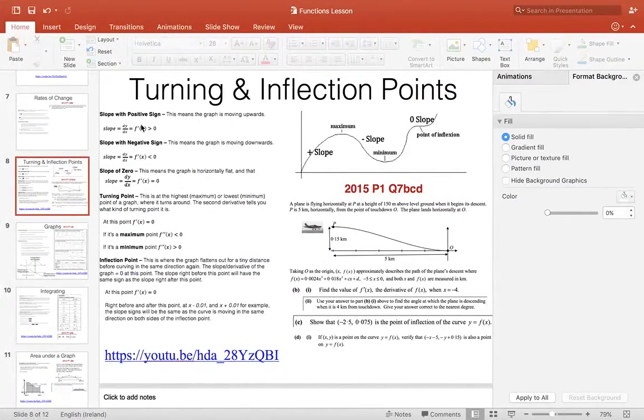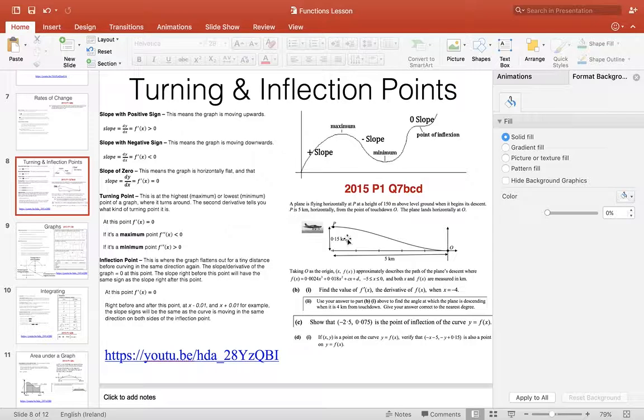So this question tells us about a plane that's flying horizontally. Flying this direction first at this point, and it's 150 meters above level ground here. That's its initial y value. That's one way of putting it. It starts to descend.